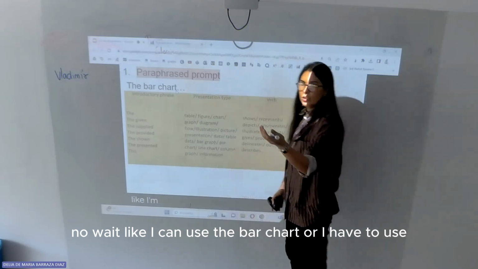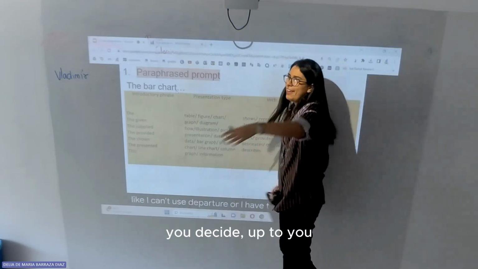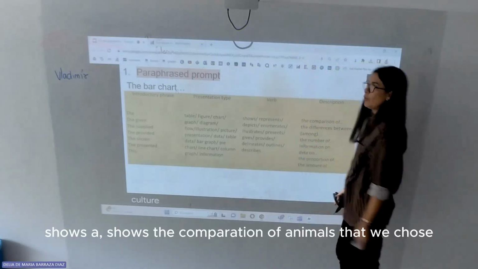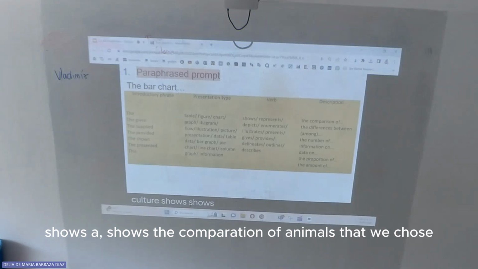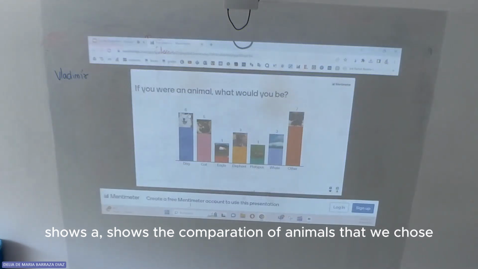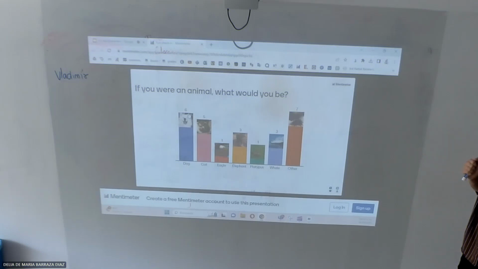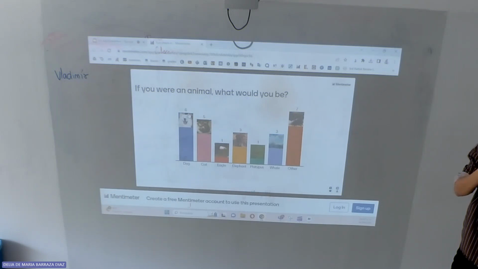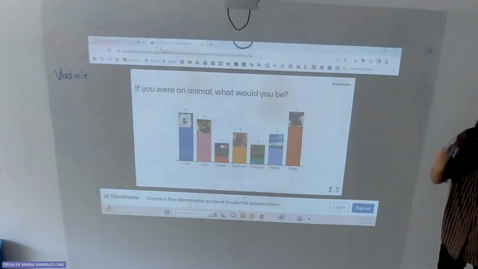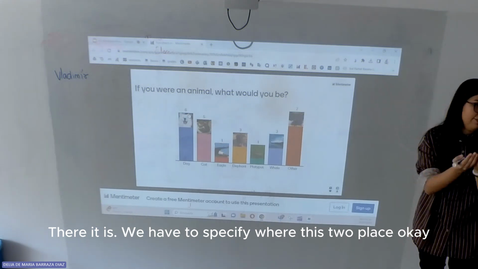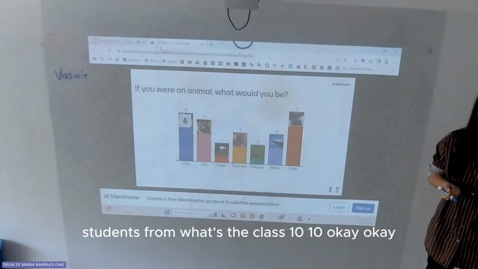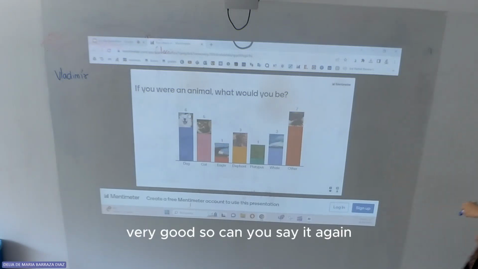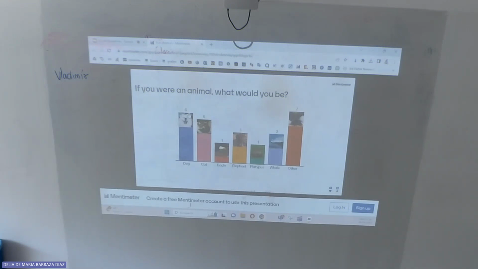Like, can I use the bar chart, or I have to use... You decide. Up to you. The given bar chart shows the comparison of animals that we chose. Okay, who chose this? Us. Like, wait, what are you? The aspect, this, from first semester. There it is. We have to specify where this took place. Okay? Students from what's your class? And so 10. Okay. Very good. So can you say it again, like more fluidly?